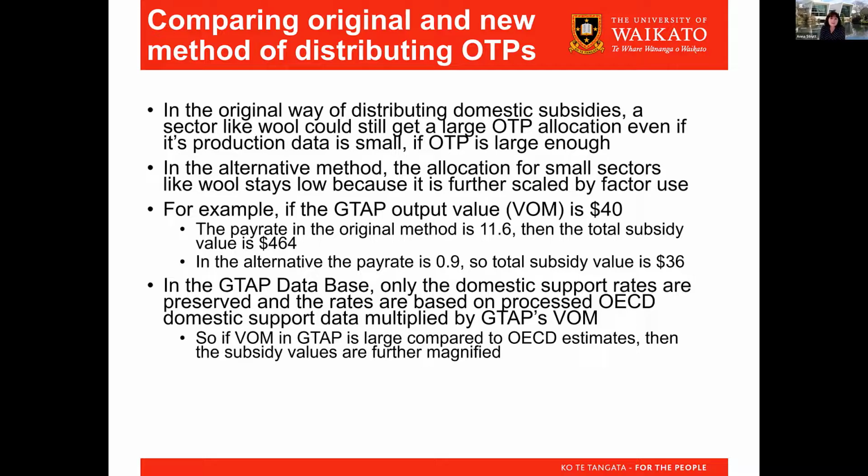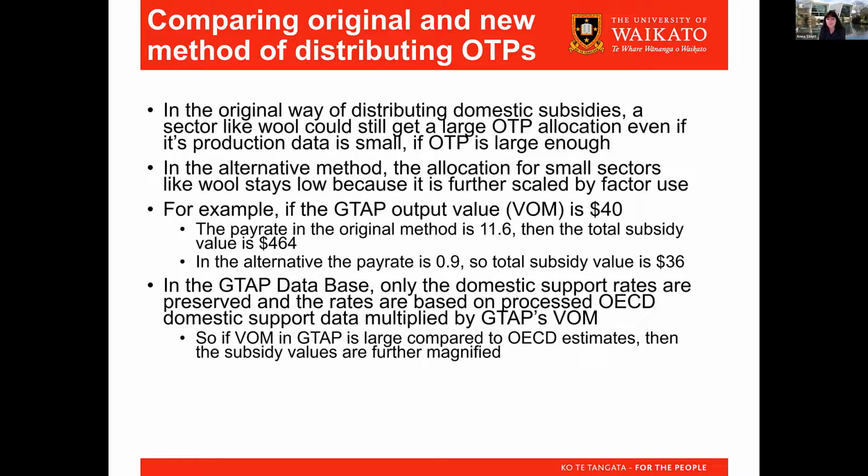If we compare the original and the new method of distributing these OTPs, in the original way of distributing domestic subsidies, a sector like wool could still get a large payment allocation, even if its production data was small, if that OTP was large enough, which it was in a region like the European Union. In the alternative method, the allocation for small sectors like wool stays low because it's further scaled by factor use.